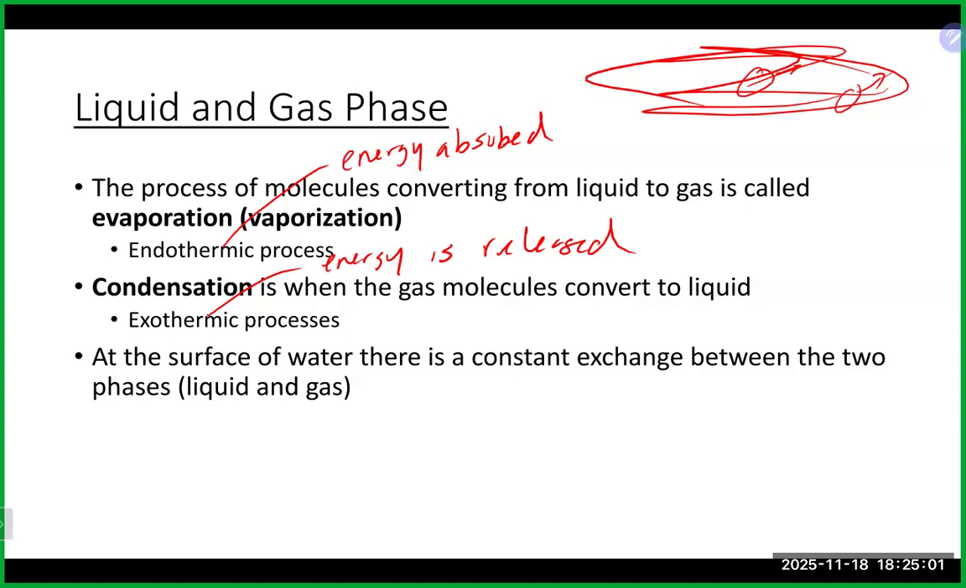At the surface of water, there's a constant exchange, as I mentioned, molecules jumping out of the liquid phase, gas molecules dropping back into liquid phase. Eventually, the rate of evaporation and condensation will equal each other, and equilibrium will be reached. That is what happens at the normal boiling point of a substance as you go from liquid to gas or gas to liquid. That occurs at the same temperature. And again, for water, that's 100 degrees Celsius where that occurs.